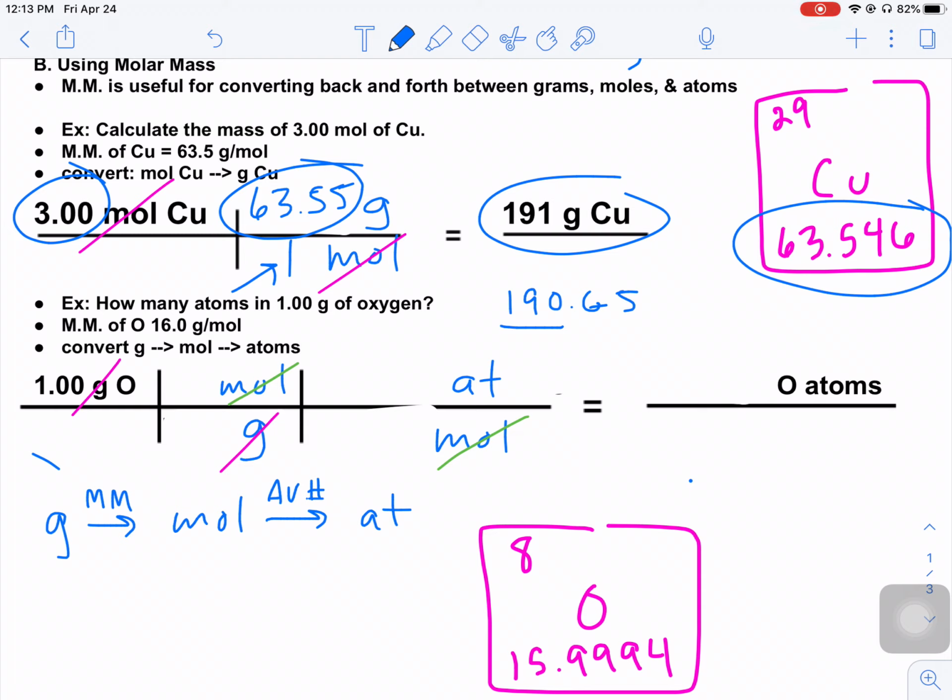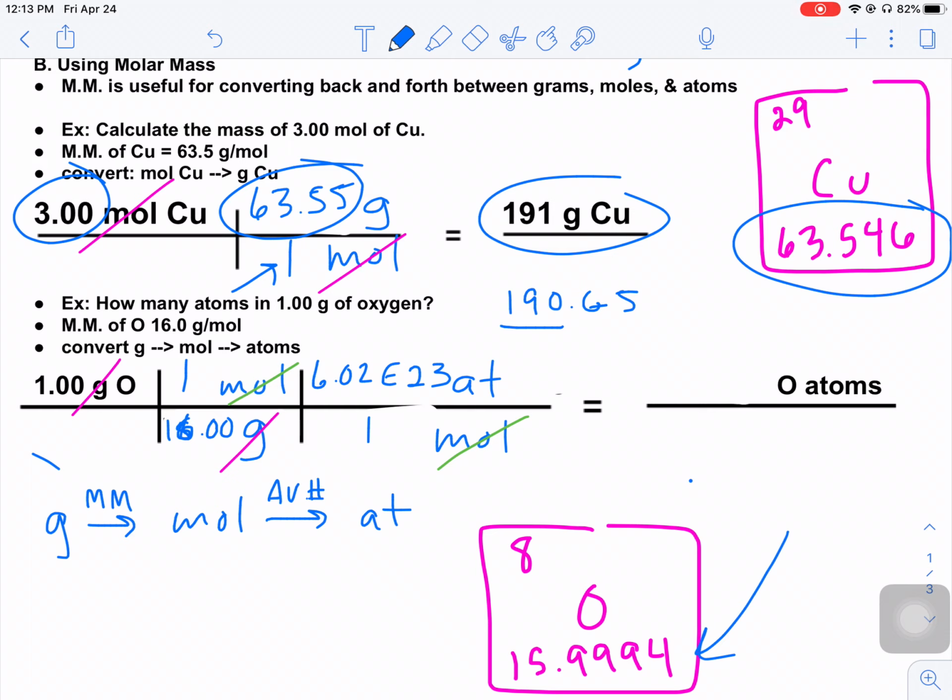So my molar mass for oxygen is 15.9994, and remember the 1 goes with the mole. I'm going to round it to 2 decimal places, so I'm going to call it 16.00. So 15.9994 actually rounds up to 16. And then I'm going to say that 1 mole is equal to Avogadro's number. So E means times 10. So 6.02 times 10 to the 23.